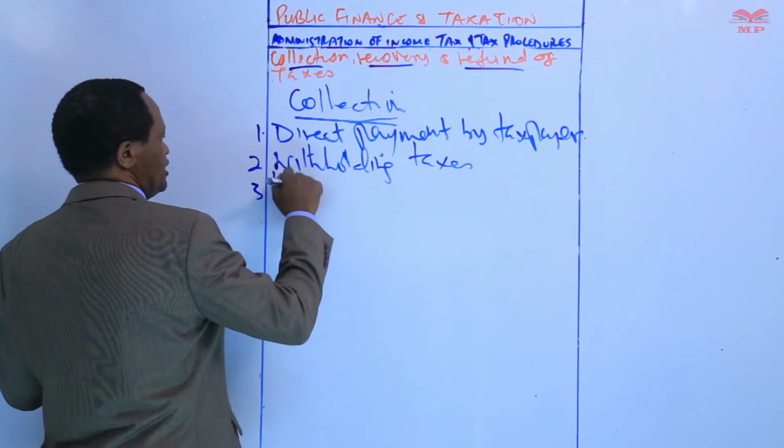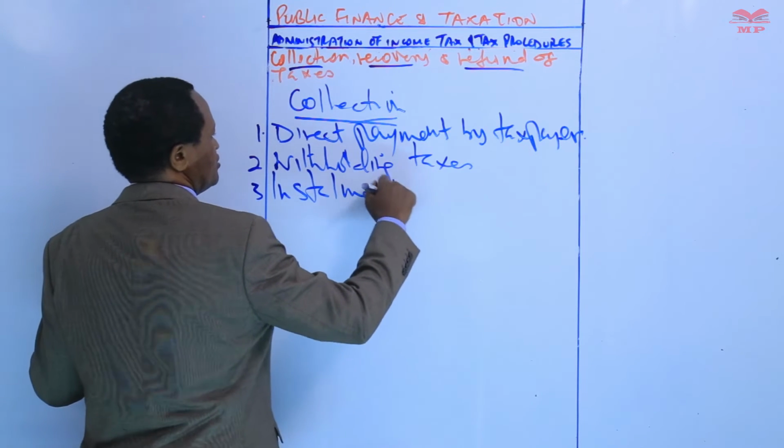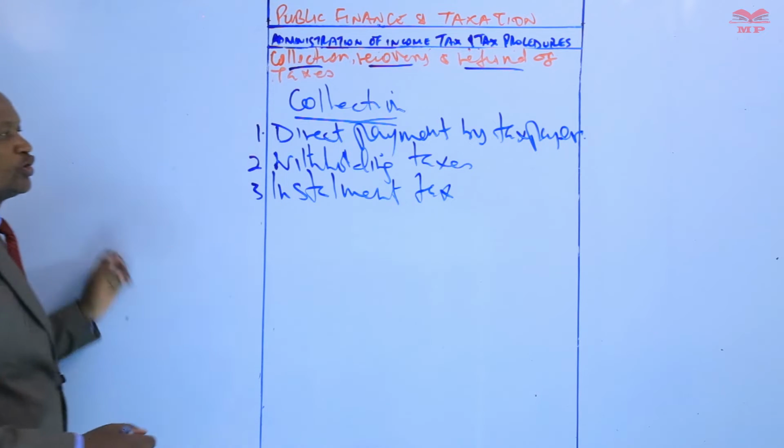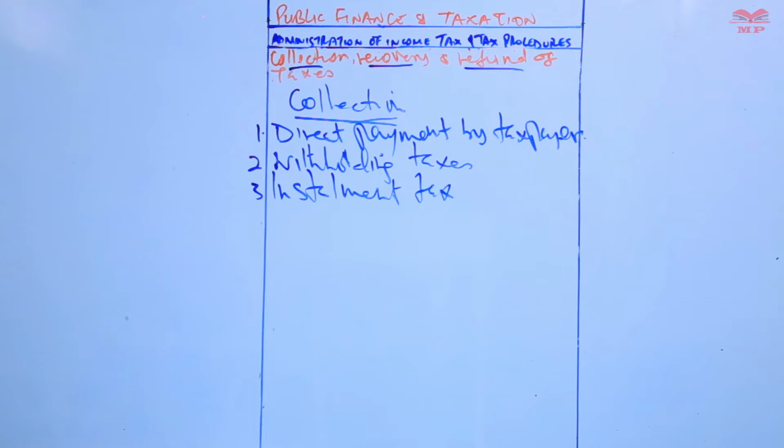Then number 3, installment tax. Now, this is applicable mainly to individuals and companies whose income tax liability for a year exceeds a certain threshold, and currently it's around 40,000 Kenya shillings. So taxpayers are required to estimate their tax liability for the year and pay it in installments throughout the year, with the balance paid by the annual return due date.